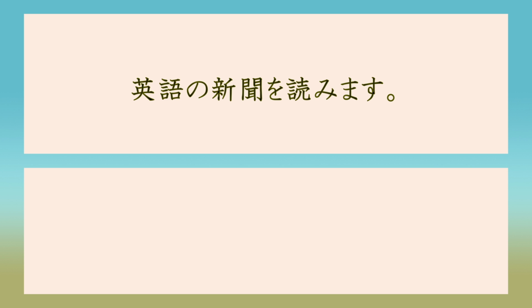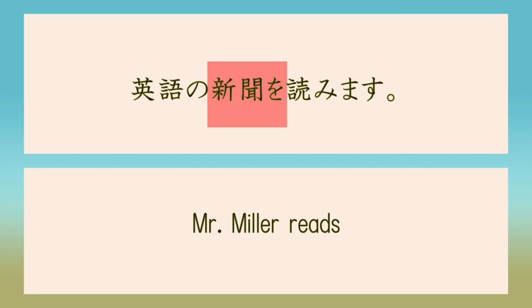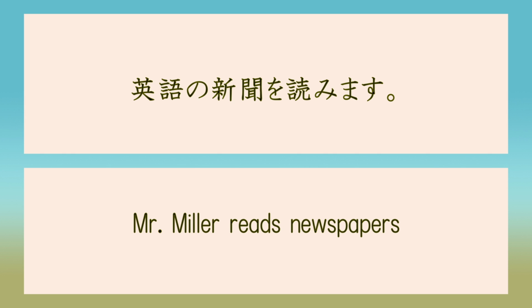Again, no topic. We're still talking about Mr. Miller. The main verb is 読みます, to read. Mr. Miller reads. What does he read? 新聞を, he reads newspaper. Again, we go backward, and before 新聞 we have 英語の.